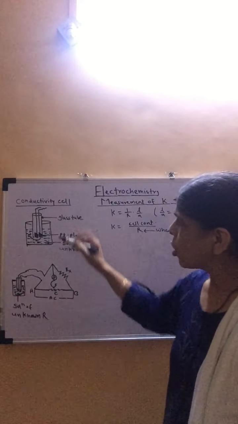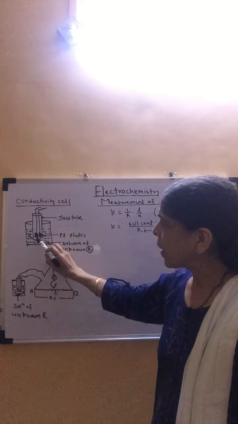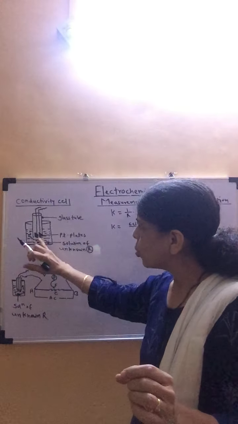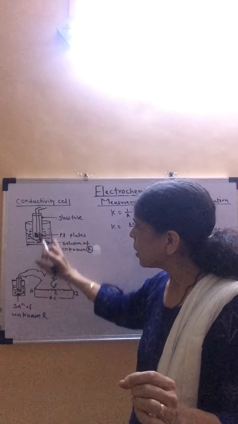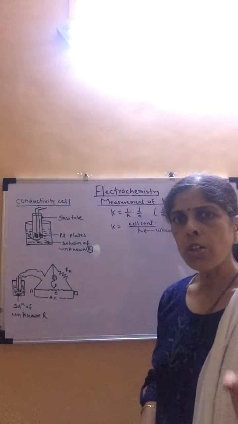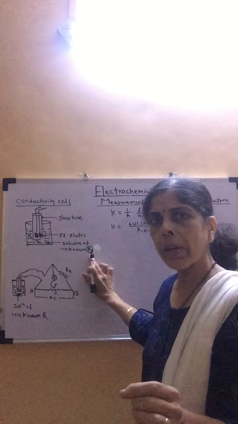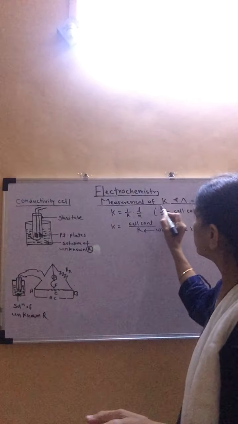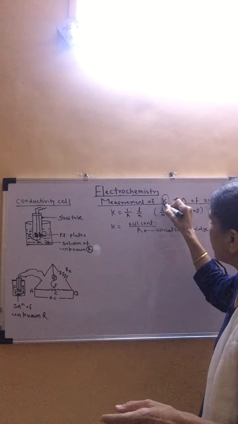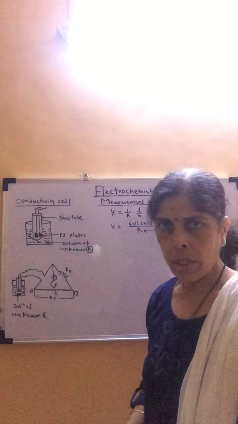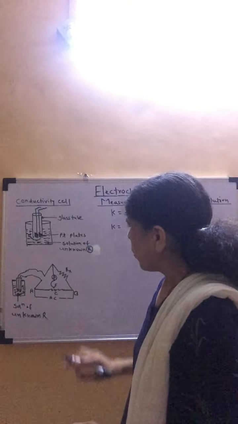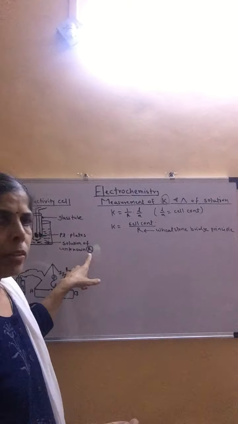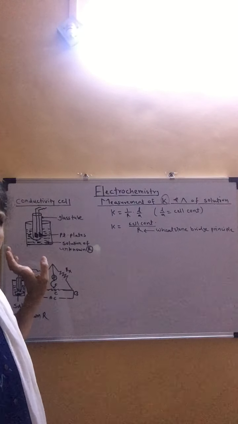So it consists of a glass tube in which two platinum sheets are fixed, and this glass tube is placed in a container in which the solution whose resistance is to be determined is kept. After knowing the resistance, we are able to find out K, that is the conductivity of that solution. The resistance of the solution can be determined with the help of the Wheatstone bridge principle.